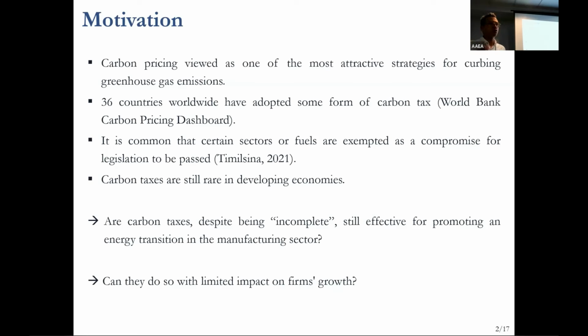So the question that we're asking is, are these carbon taxes, even though they're incomplete in the sense that some sectors or some sorts of fuels are exempt, still effective at promoting a transition to lower emissions for the manufacturing sector? And can they do so in a way that doesn't affect productivity growth, the growth of the firms, and competitiveness, which is a main worry of the manufacturing sector?